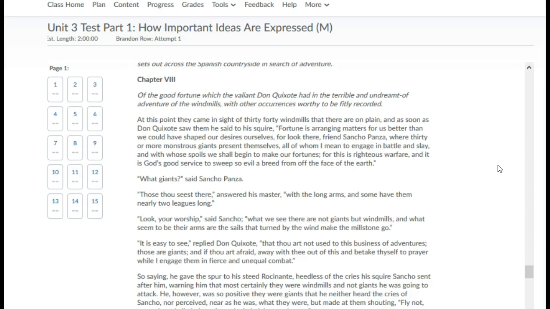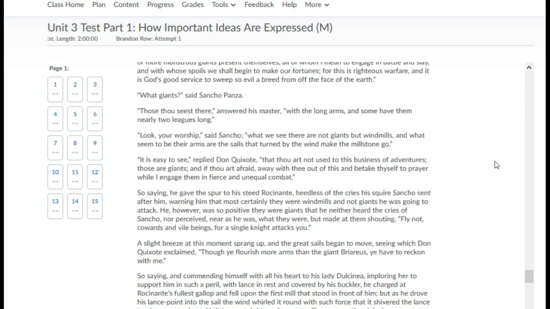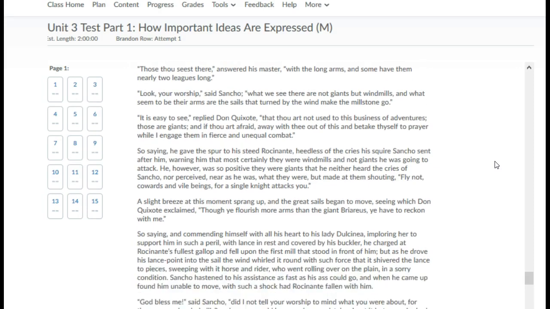At this point they came in sight of 40 windmills that are on the plain, and as soon as Don Quixote saw them, he said to his squire, "Fortune is arranging matters for us better than we could have shaped our desires ourselves. For look there, friend Sancho Panza, where 30 or more monstrous giants present themselves, all of whom I mean to engage in battle and slay, and with those whose spoils we shall begin to make our fortunes. For this is righteous warfare, and it is God's good service to sweep so evil a breed from off the face of the earth." "What giants?" said Sancho Panza. "Those thou seest there," answered his master, "with the long arms, and some have them nearly 2 leagues long." "Look, your worship," said Sancho, "what we see there are not giants, but windmills, and what seem to be their arms are the sails that, turned by the wind, make the millstone go."